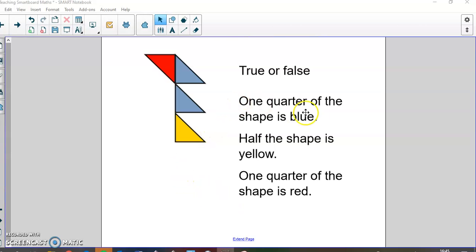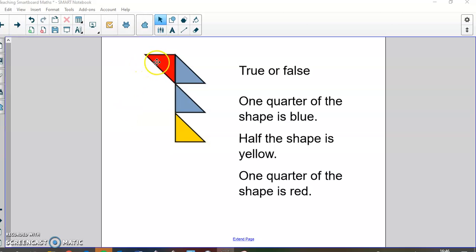So for the first one, if you said false, you're correct, because actually half of the shape, 2 pieces out of the 4, that makes half. So half the shape is blue. Half the shape is yellow is false, because there's only 1 piece out of 4. A quarter means 1 out of 4. The last one, 1/4 of the shape is red, is correct, because one of the pieces out of 4, that does show a quarter. We've got 1/4 is red, 1/4 is yellow, and half is blue.